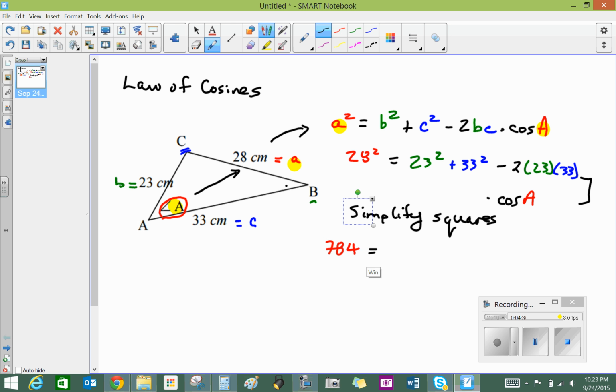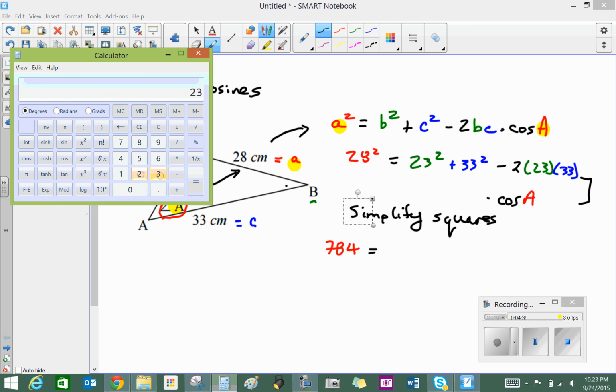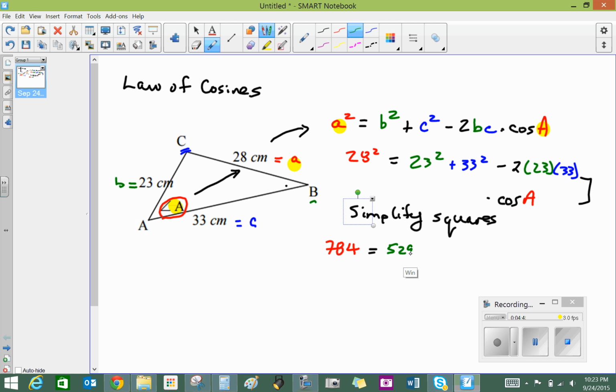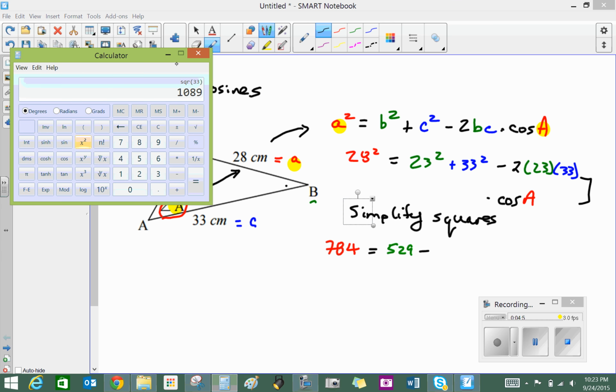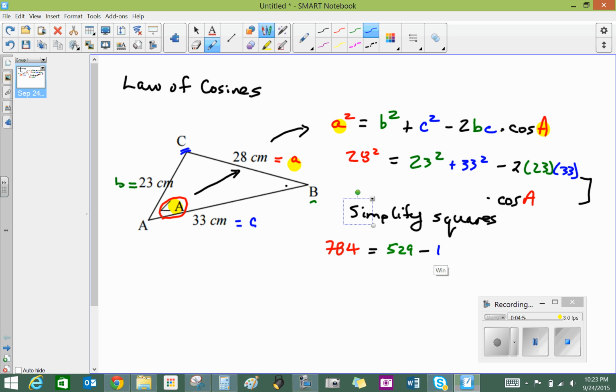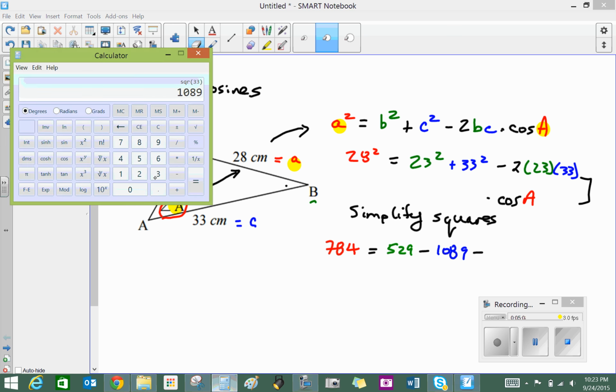That's equal to the square of 23, so let's bring that up, and we have 529, minus the square of 33, 1089. Okay, and we'll carry on here. Minus 2 times 23 by 33. We can do that all in one shot. Let me erase that 2 here. Let's do 2 multiplied by 23 multiplied by 33. That's 1,518.